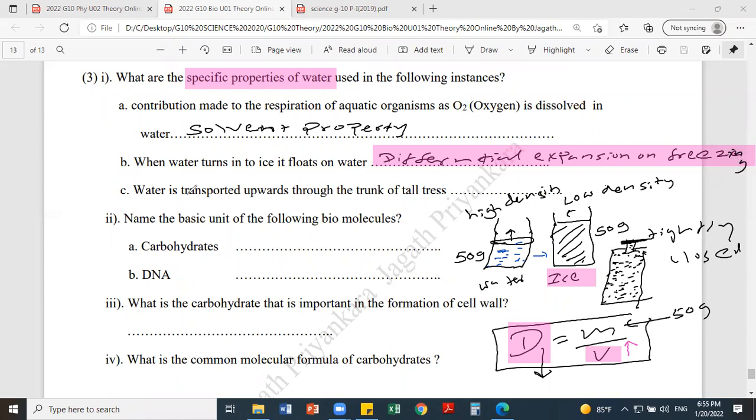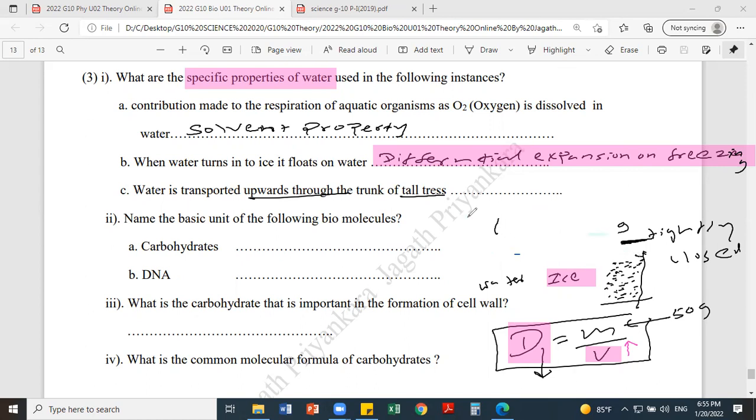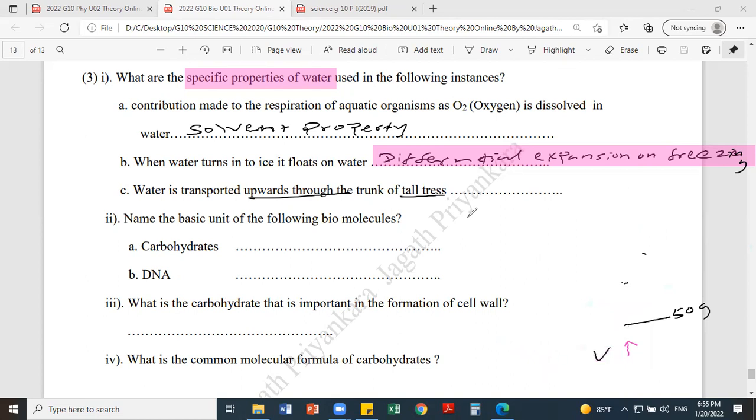Next one. Water is transported upwards through the trunk of tall trees without any break. The water column is continuous. Who can give me the answer for part C? Anyone? Adhesive. High cohesive and adhesive forces. Very good. High cohesive and adhesive forces.